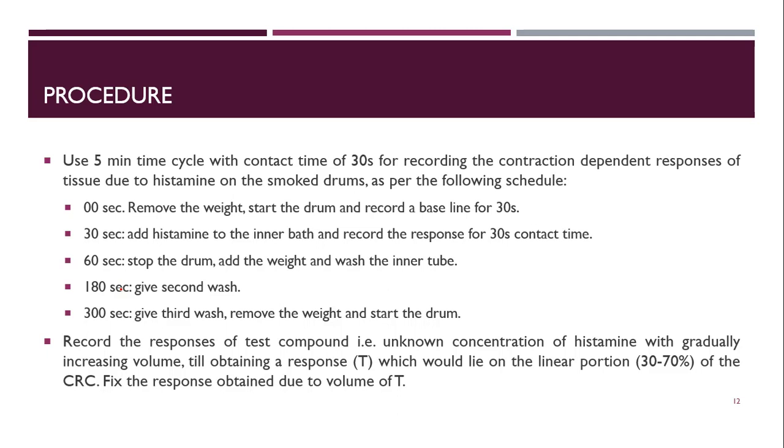Okay, so record the responses of the test compound, that is the unknown concentration of histamine, with gradually increasing volume till obtaining a response T, which would lie on the linear portion, that is 30 to 70% of the CRC. So fix the response obtained due to the volume of T.